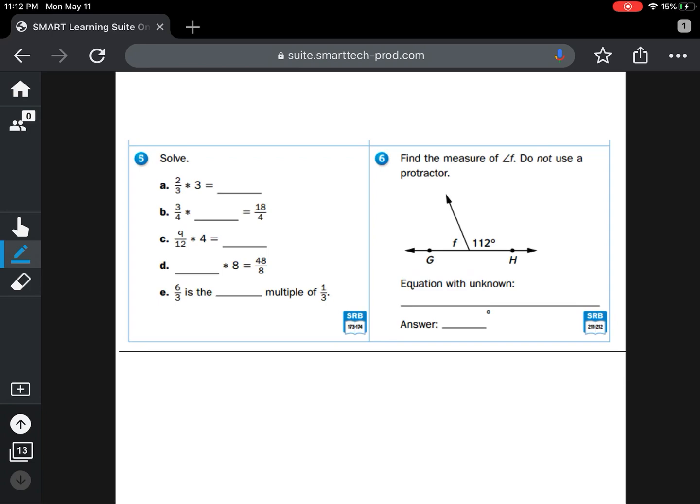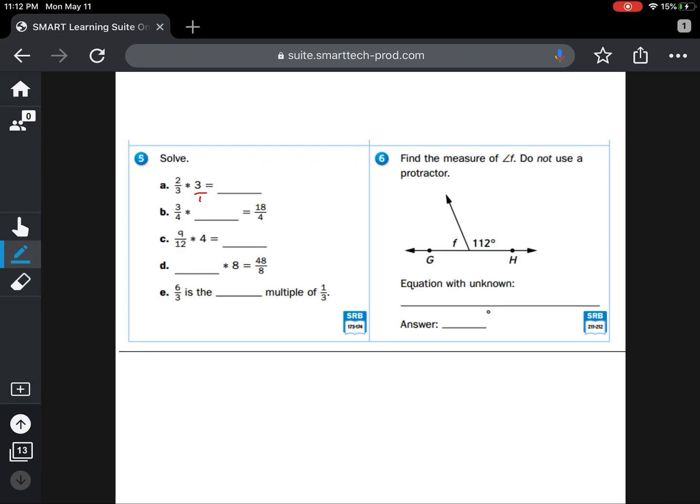Number 5 is about multiplying fractions by whole numbers. Remember, anytime you have a fraction times a whole number, you can take that whole number, put it over 1, then multiply your numerator times your denominator.